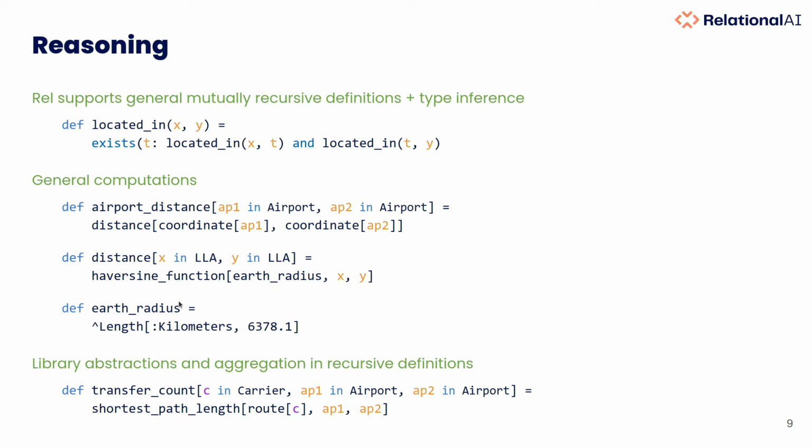And then we can also use all kinds of library abstractions of things defined in REL itself. So for example, in REL you can write an abstraction for shortest path length. So that's not a library that you call in Java or something like that, that is defined in REL, in our language. And then you can, let's say per carrier, determine how many steps it takes to get from here to there, and we'll get back to that.